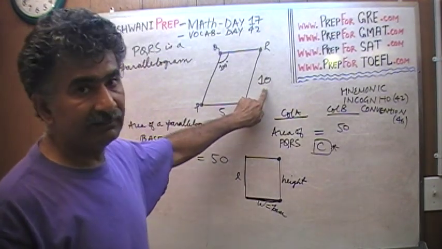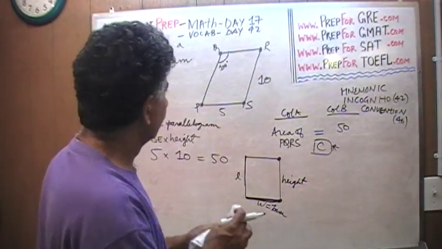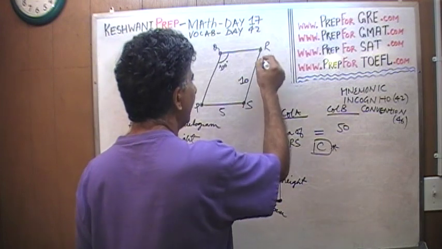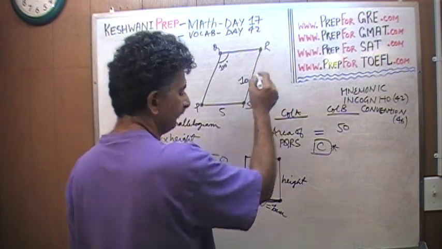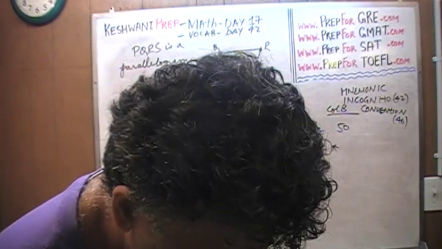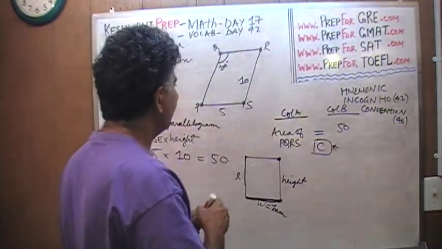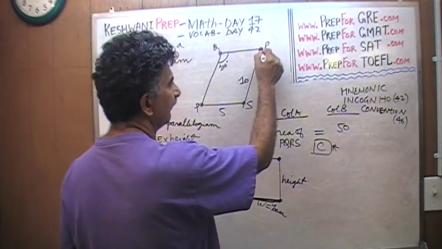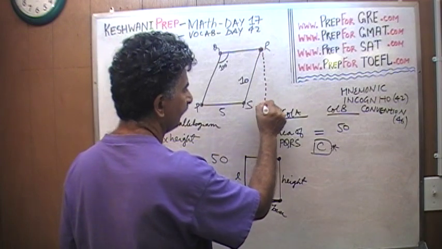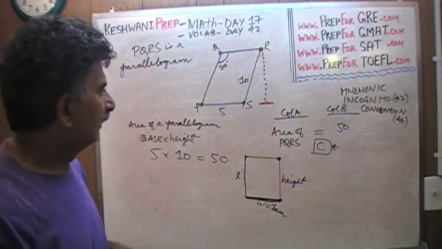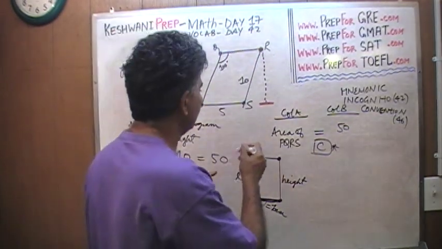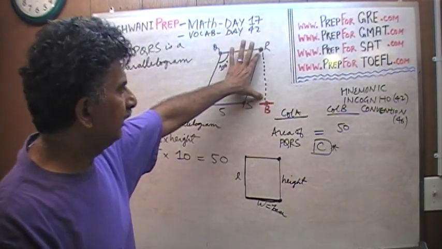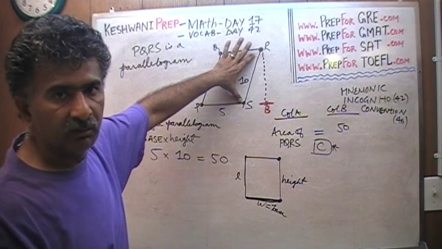Here, this 10 is not the height. This 10 from R to S is 10. But the height of this parallelogram would be a distance. Let me put it on a different color marker, so we can see it. You take the highest point in the picture and you ask yourself, how high is this point from the base? As you can clearly see, this distance from R to, let's call it B for base, is a shorter distance than this one because it's sitting at an angle.